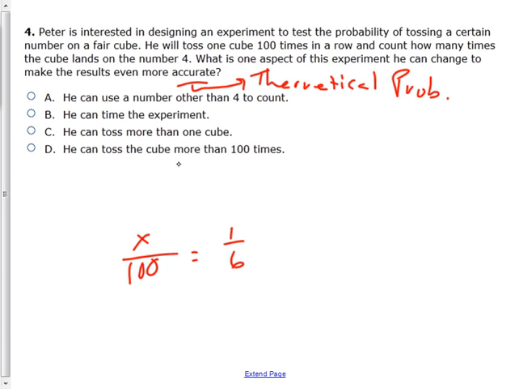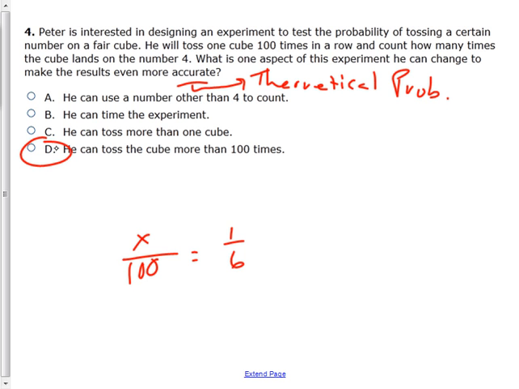Then you can toss the cube more than 100 times. So if you're not quite equal to your theoretical probability after 100 times, you could maybe do another 100. You could do 200, or you could do 500, you could do 1,000, or you could do 100,000 times. So this is something that he could do to the experiment in order to get the results more accurate and closer to his theoretical probability.